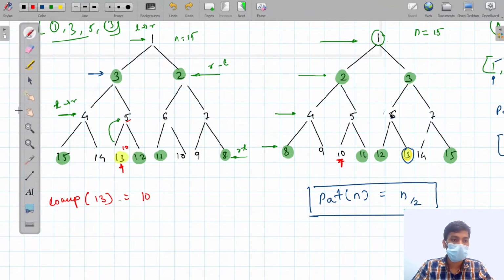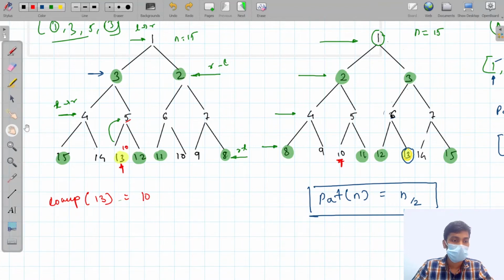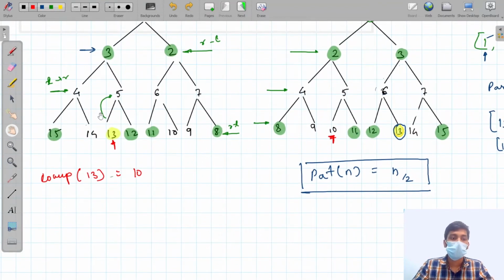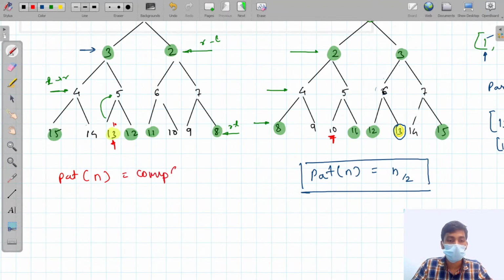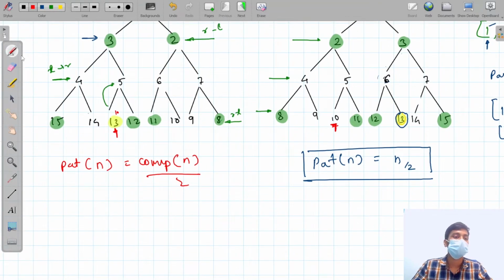What I am trying to say is that if somehow instead of this 13, I am able to put the value 10 here, then I'll be able to achieve this 5, right? If I write this as complement of 13 as 10, then what formula can I derive? Parent of 13, or parent of n, let's say this 13 as n, is nothing but complement of n by 2. Let's try to put this formula at the place of 13, then you will be able to understand more clearly.